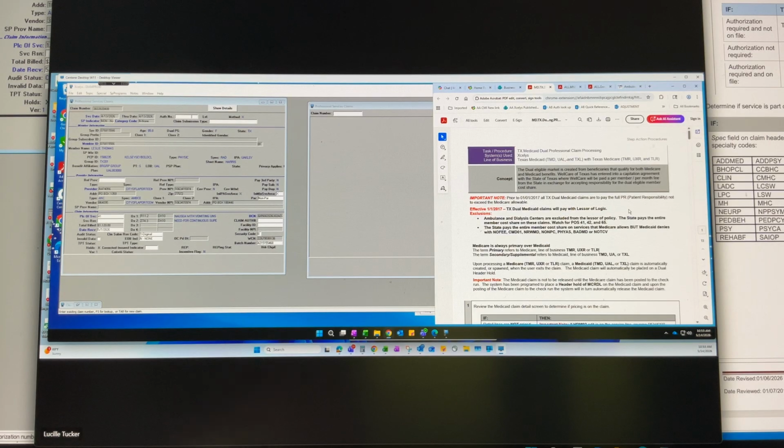Professional, and if I have time, we're going to look at the institutional as well, because we have more inventory in the institutional. Okay.